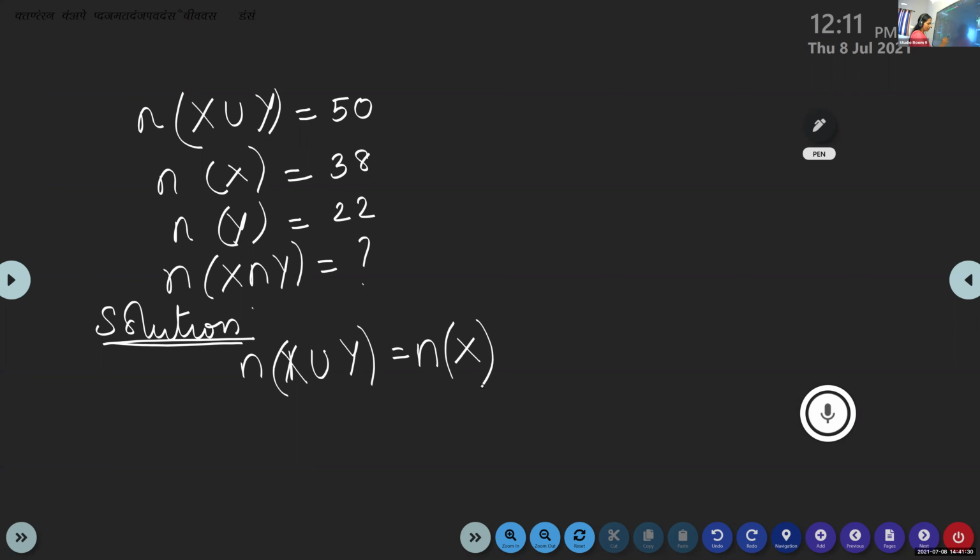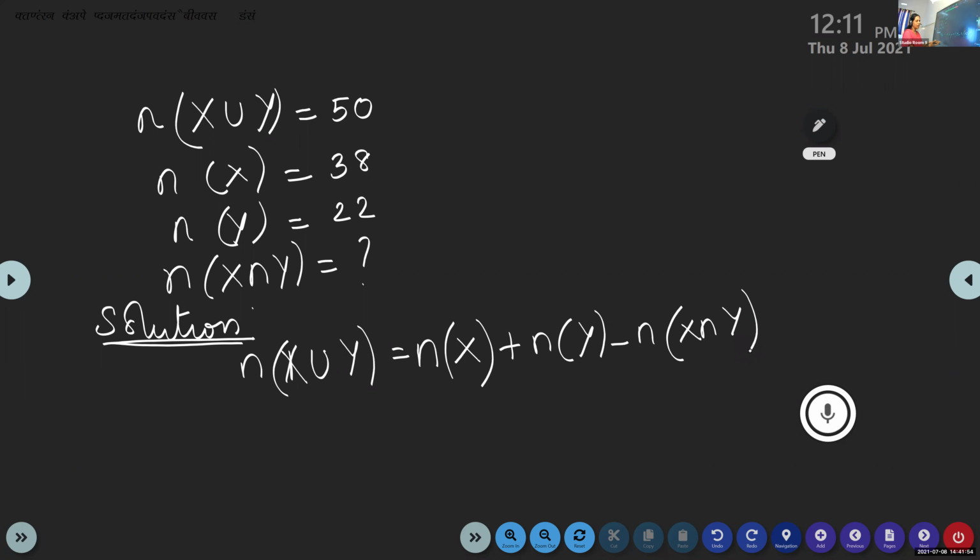When you apply the first formula, what will you get? It is n of X plus n of Y minus n of X intersection Y. If it is disjoint, we can use the second one. Here we don't know whether it is joint or disjoint. So we want to find the intersection. After finding the intersection only, we can decide whether they are joint sets or disjoint.